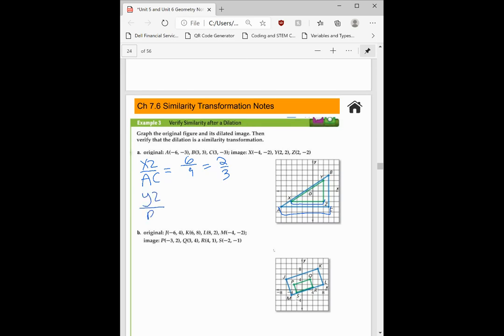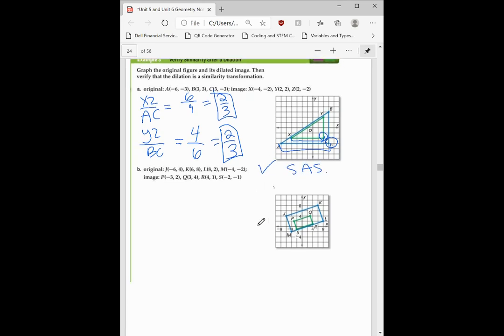YZ over BC. Well, YZ is 4, and BC is 6, and this reduces to 2/3. Since these are similar, and they had a similar right angle, we can say that these are similar by the SAS similarity. So check SAS. Okay, let's look at the next one.